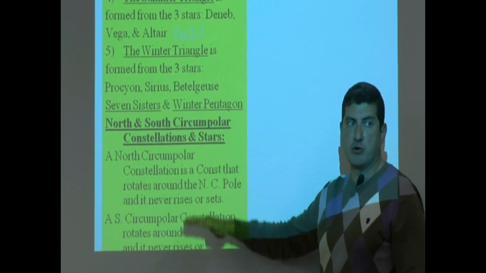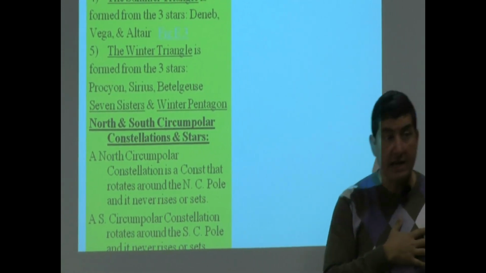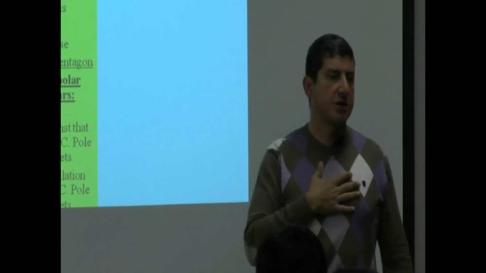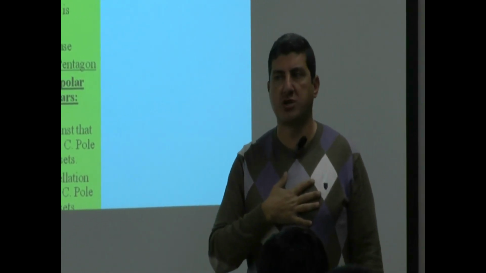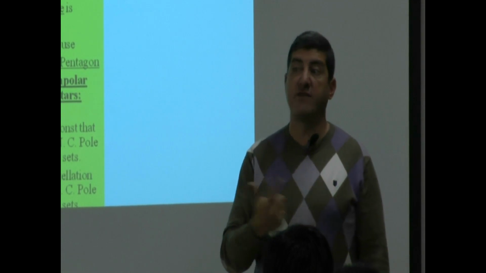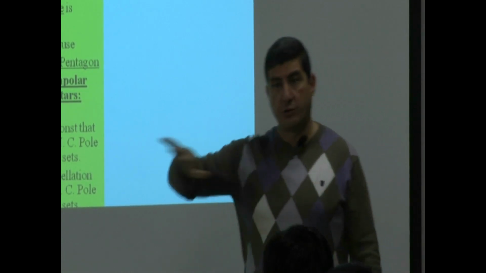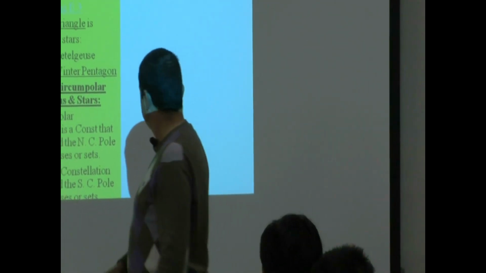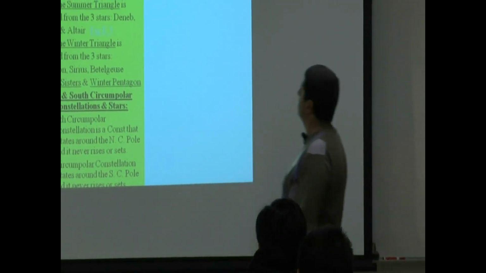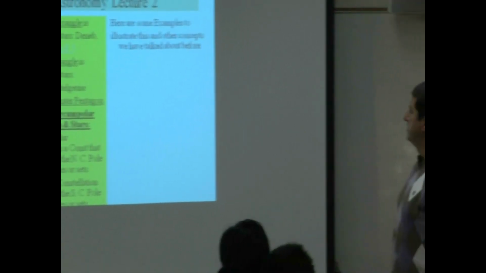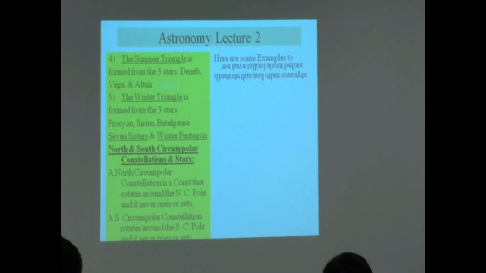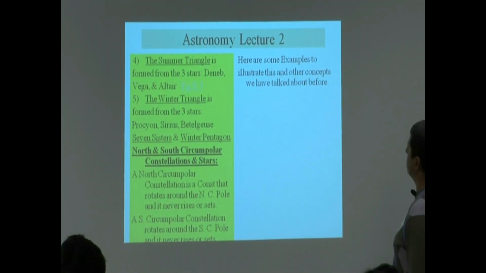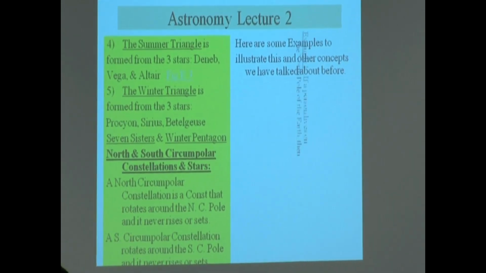So you have a north and you have a south. We live in LA, so we live above the Earth's equator. We do not have a South Circumpolar Constellation. We only have north. Okay? If you live in the southern hemisphere, you have South Circumpolar Constellations. Okay, so what we're going to do is illustrate this by different examples. So here are some examples to illustrate this and other concepts we have talked about before.